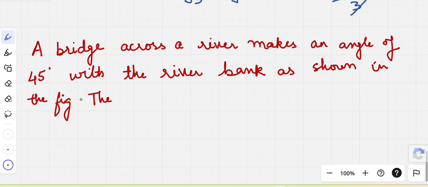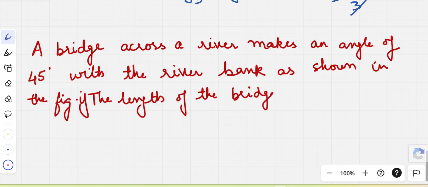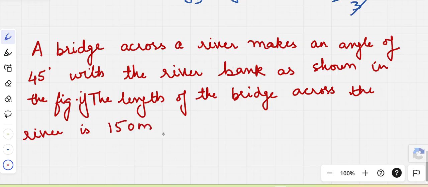If the length of the bridge across the river is 150 meters, what is the width of the river? This is not a textbook question.